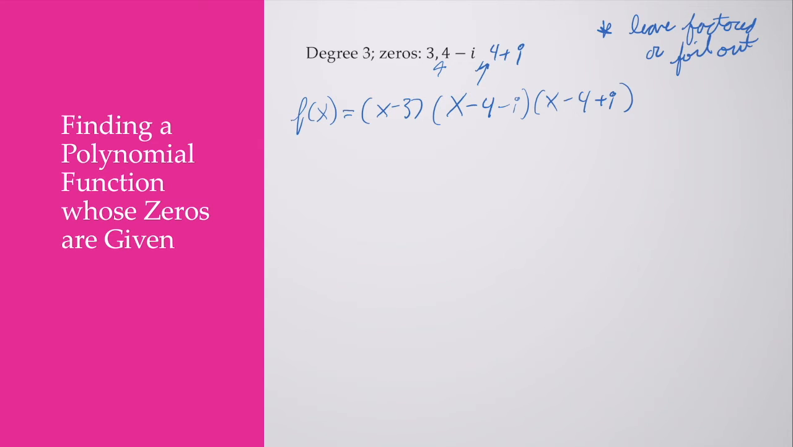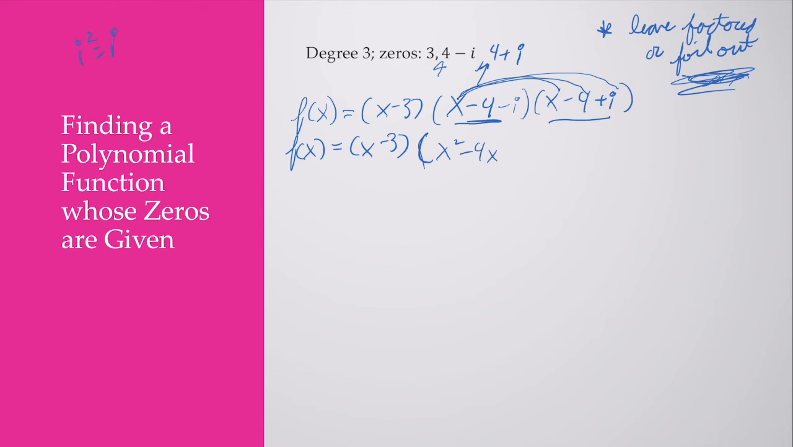Now I am going to go ahead and FOIL this out, because FOILing out complex numbers can prove difficult because there is that extra step of i squared equals negative 1. Also, technically, this is multiplying a trinomial by a trinomial, so that's what we're going to do first. So I have f of x is x minus 3 times, we're going to do this carefully, x times x is x squared. x times a negative 4 is a negative 4x. x times i is a positive ix.